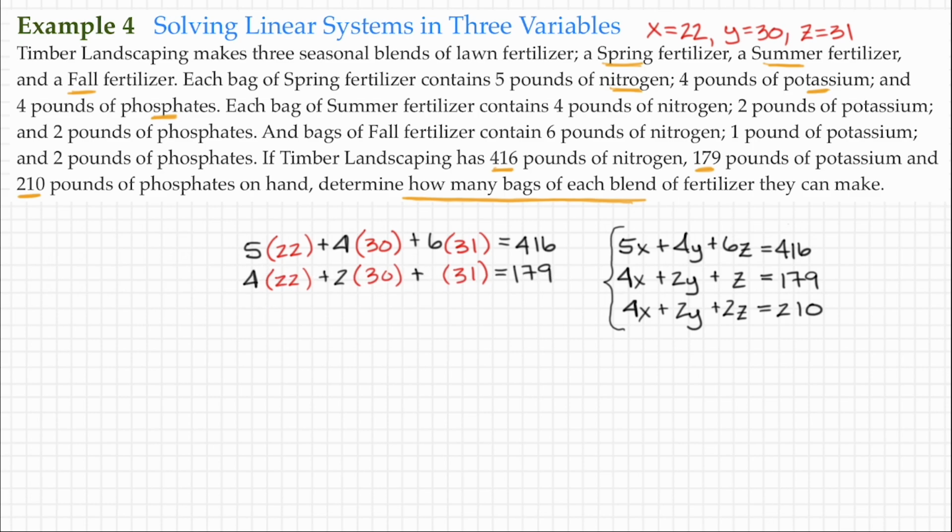Let's try the last one. It'll be 4x, which is 22, plus 2y, which is 30, plus 2z, which is 31. And that should all come out to be 210. 4 times 22 is 88. 2 times 30 is 60. 2 times 31 is 62. Add it all up, and it does come out to be 210. So it satisfies all the equations. So this must be the solution, and it'll be the only solution. So they should produce 22 bags of spring fertilizer, 30 bags of summer fertilizer, and 31 bags of fall fertilizer. And there you go.